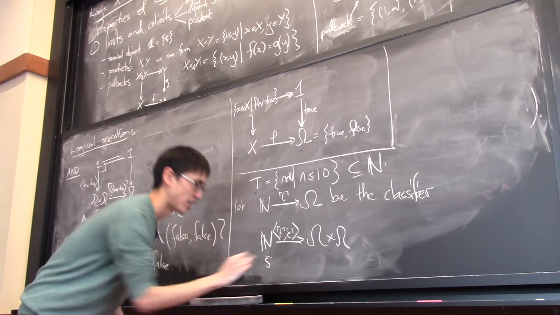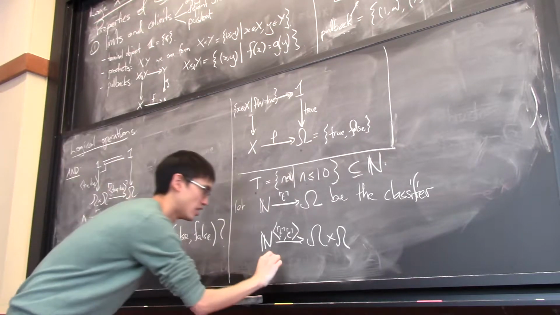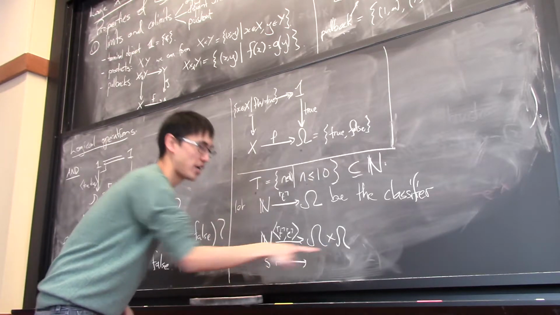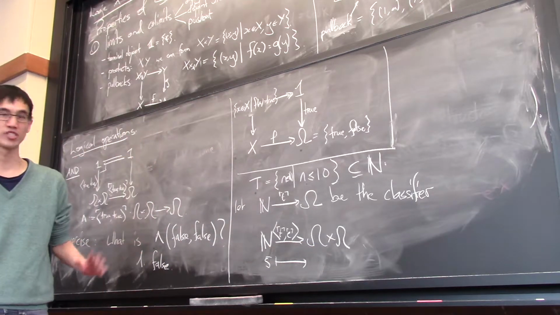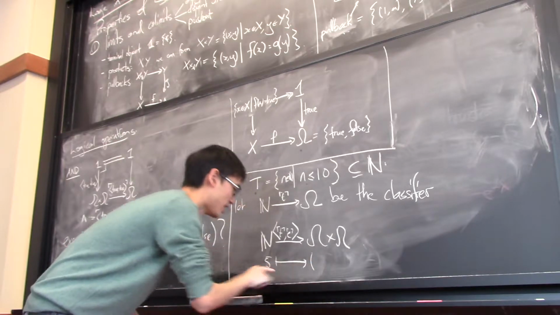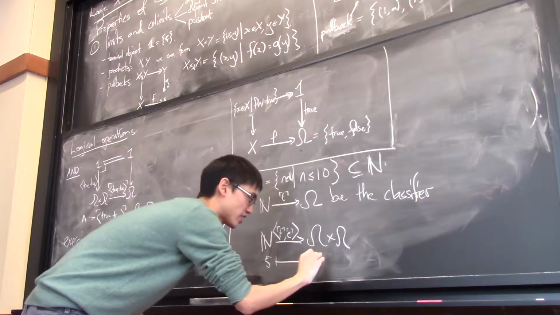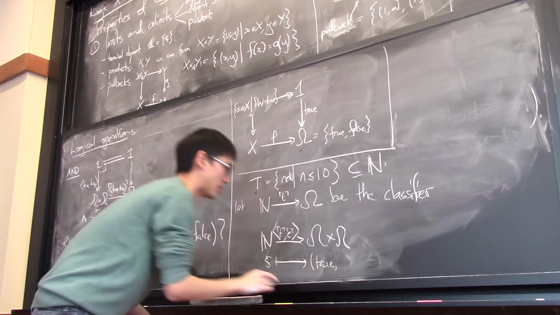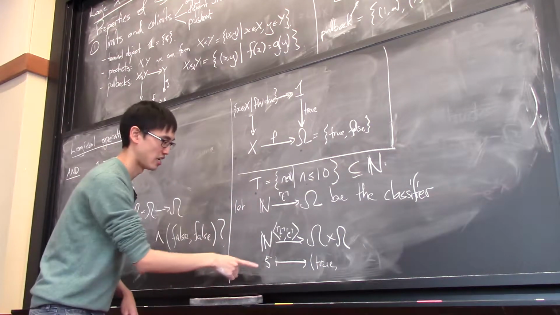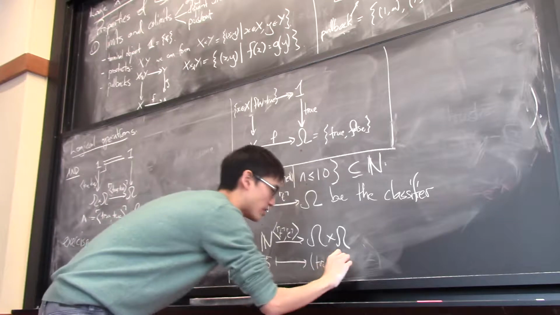What does it do on the number 5? Well, it maps it to a pair of true falses. The first element of that pair is, well, we ask, is 5 less than 10? And the answer is yes, so it's true. And then we ask, is 5 even? The answer is no, so it maps to true, false.